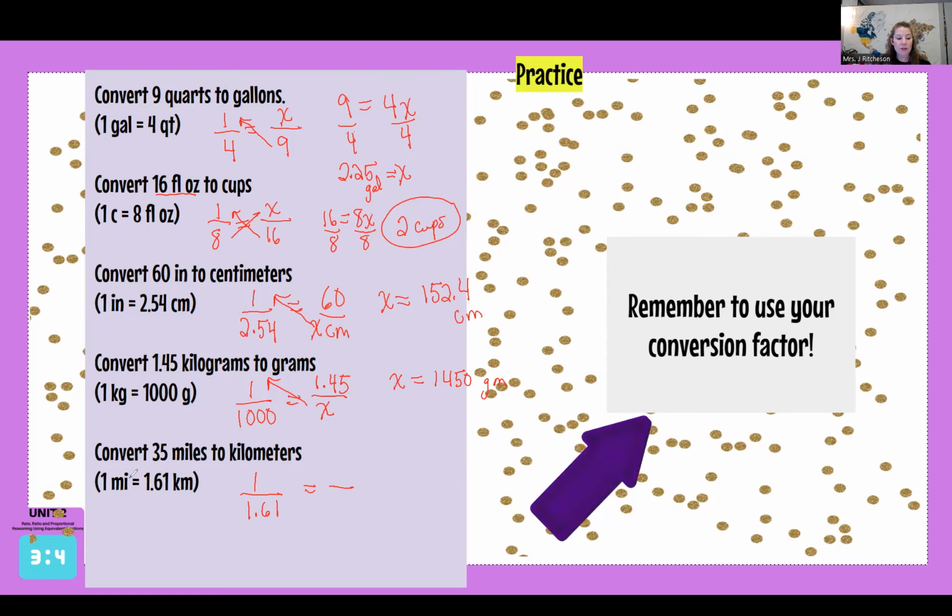And then we have 1 mile is equal to 1.61 kilometers. So 35 miles, so miles is on the top, over x. So if we cross multiply, 1 times x is x equals, and all we're doing is multiplying 35 times 1.61, and we get 56.35 kilometers, excuse me, kilometers. All right, I hope you guys got those right.